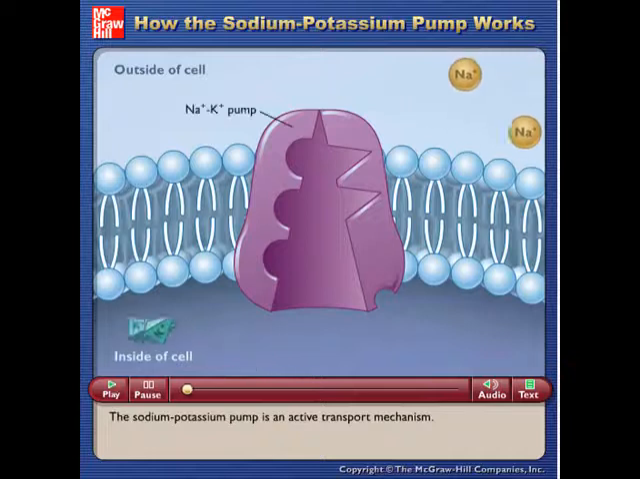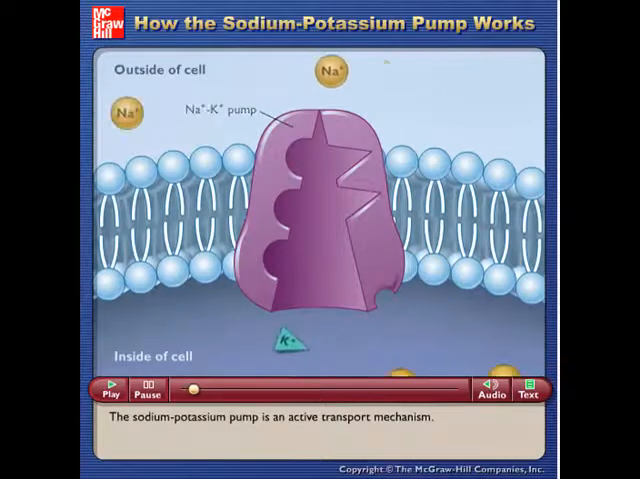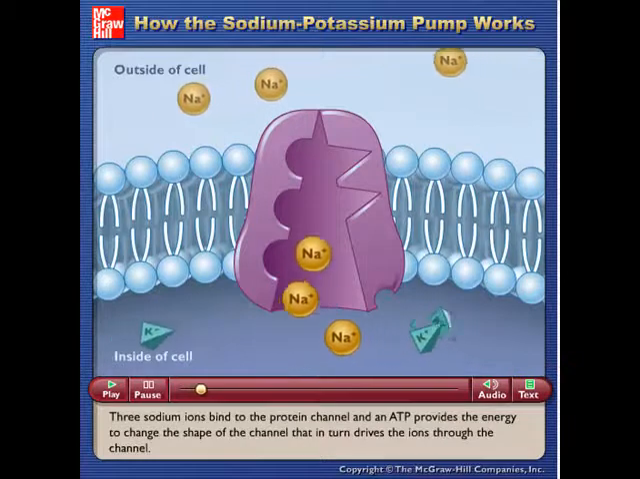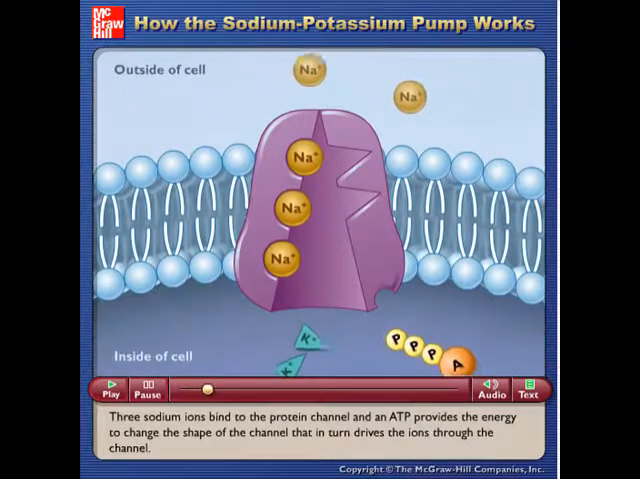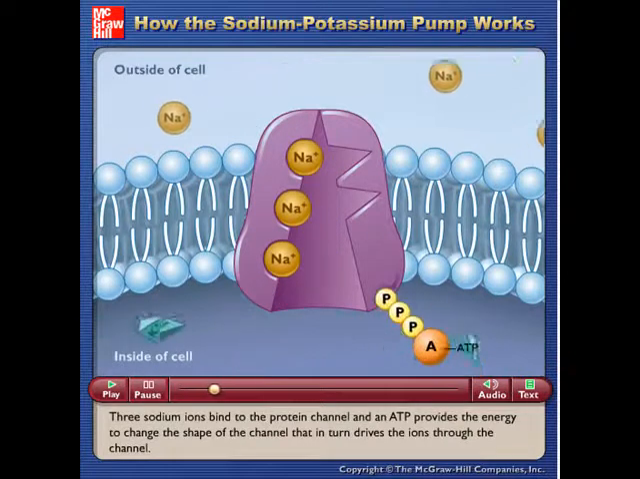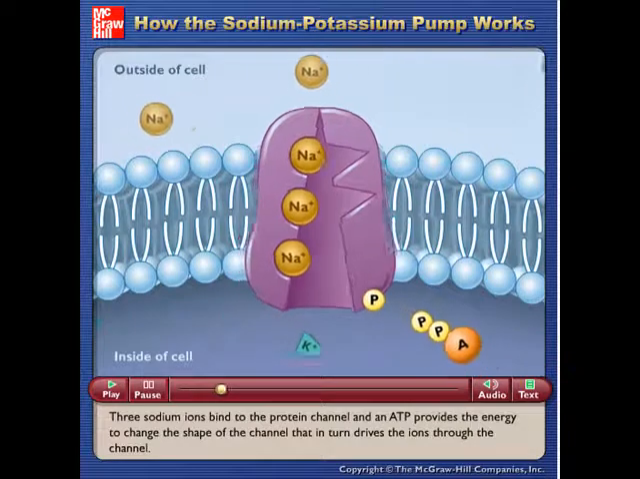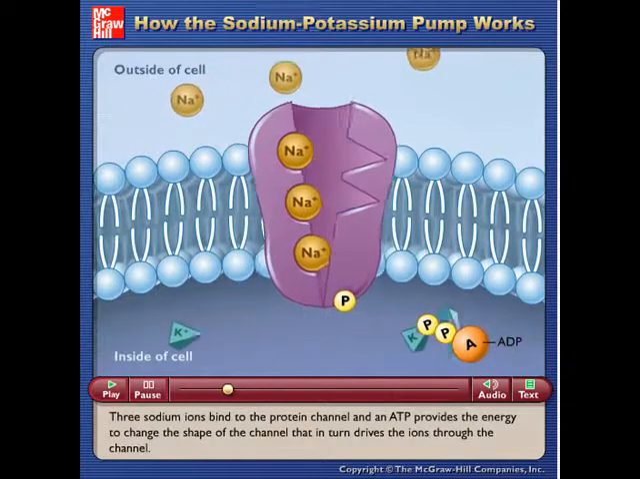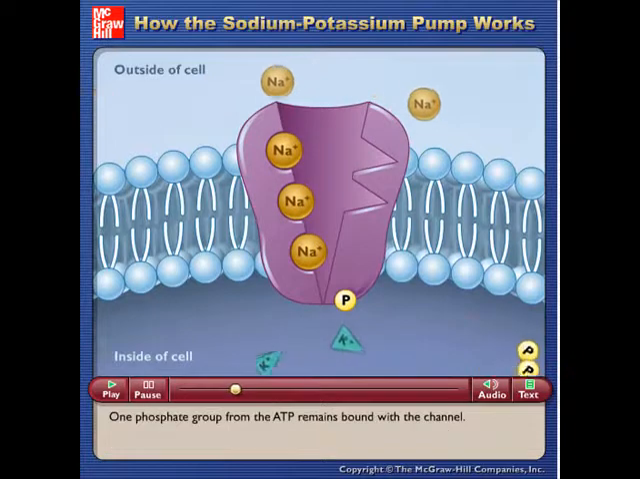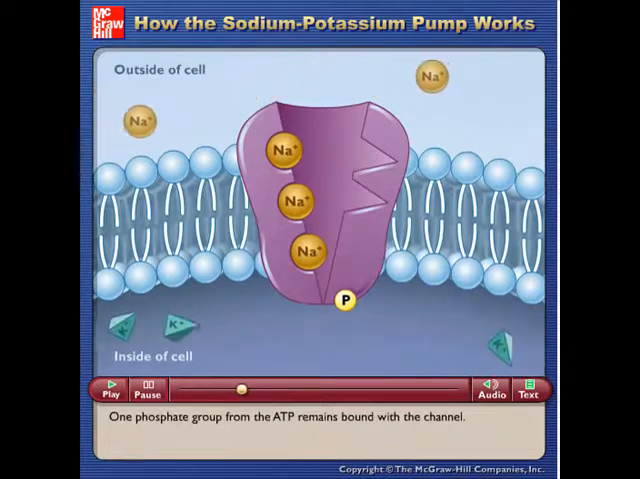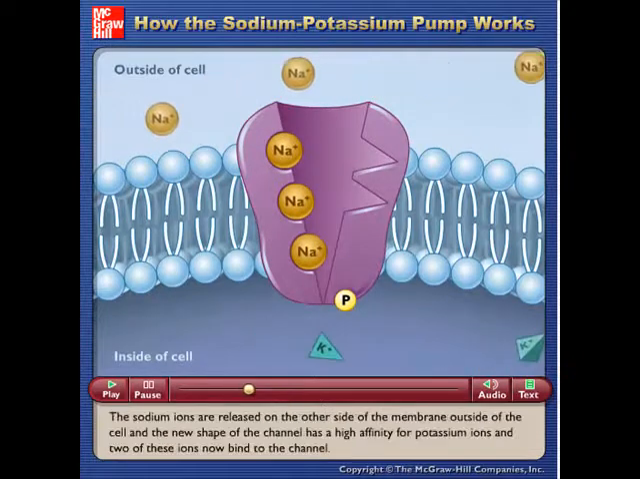The sodium-potassium pump is an active transport mechanism. 3 sodium ions bind to the protein channel, and an ATP provides the energy to change the shape of the channel that in turn drives the ions through the channel. One phosphate group from the ATP remains bound with the channel.